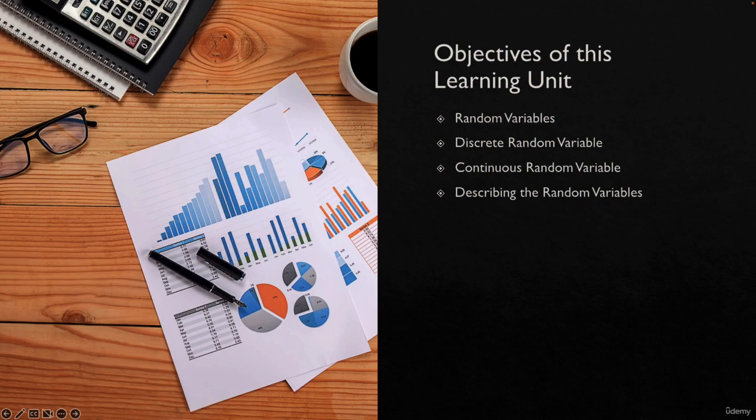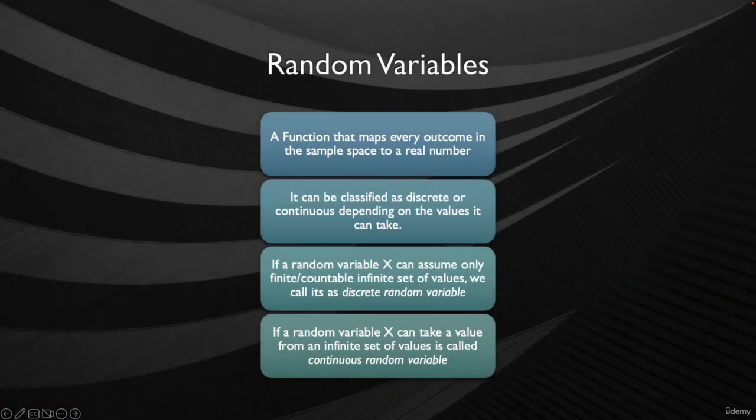So, a quick recap: a random variable is actually a function which maps every outcome in my sample space to a real number. So it maps every outcome in my sample space to a real number. For example, suppose I have a sample space for the experiment of tossing or flipping a coin. In my sample space, I'll have head and I'll also have tail.